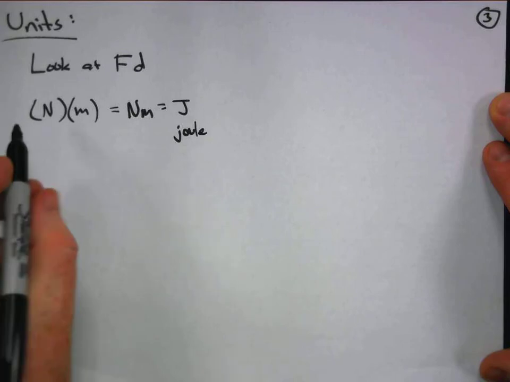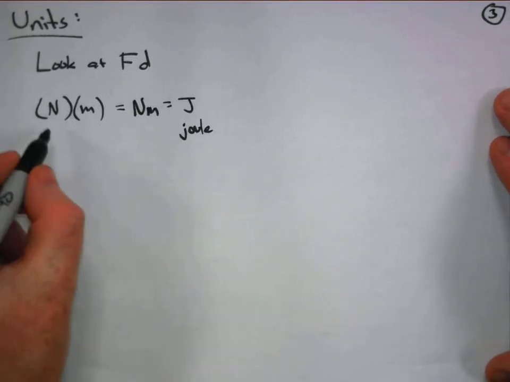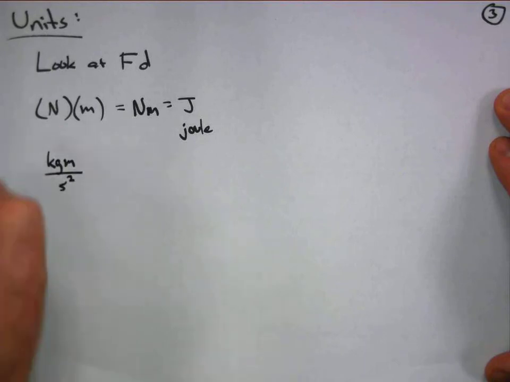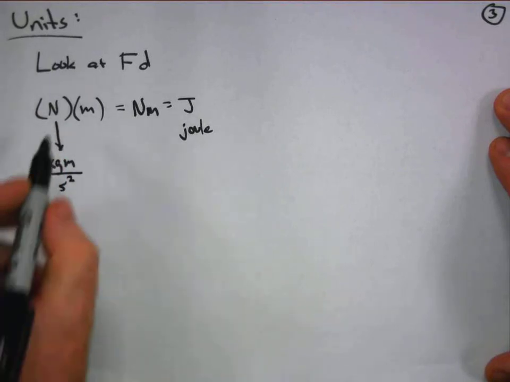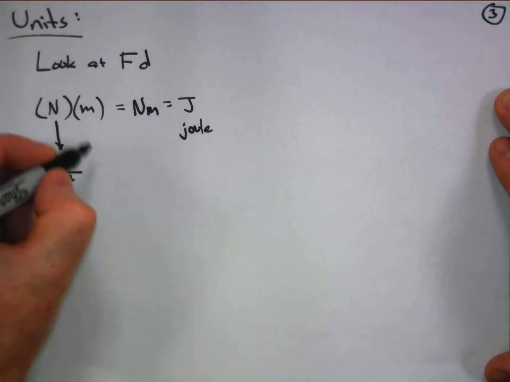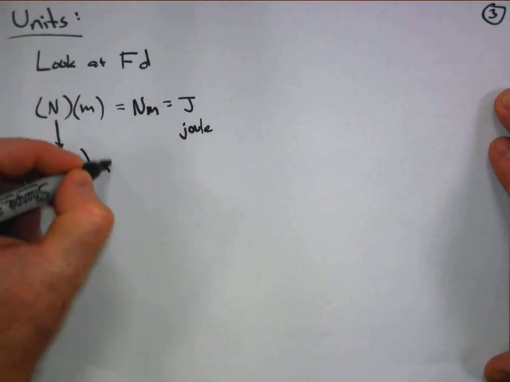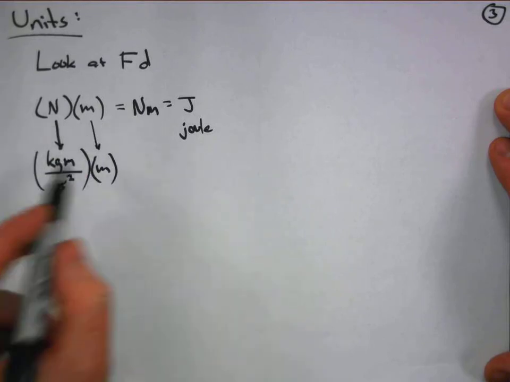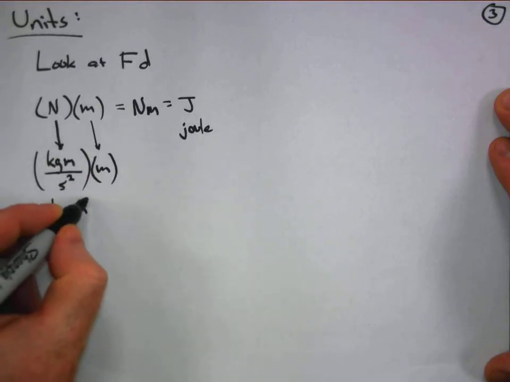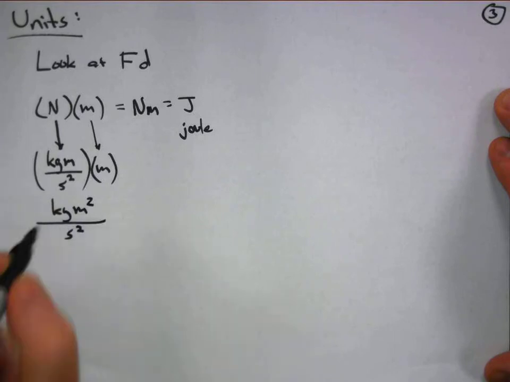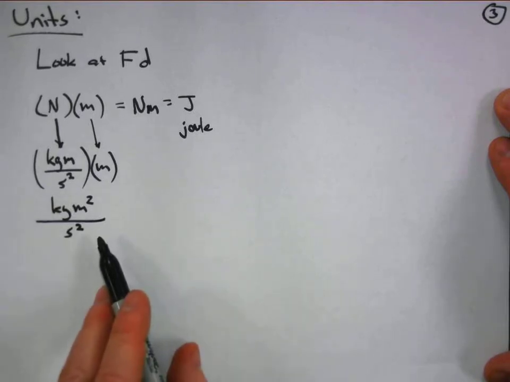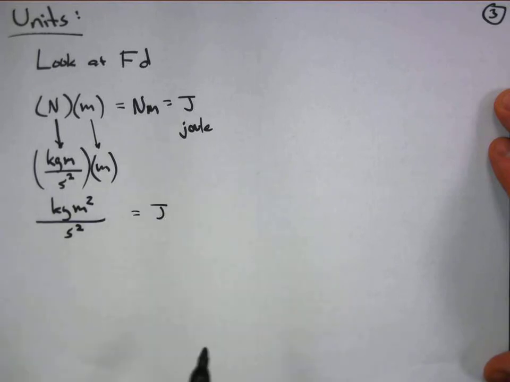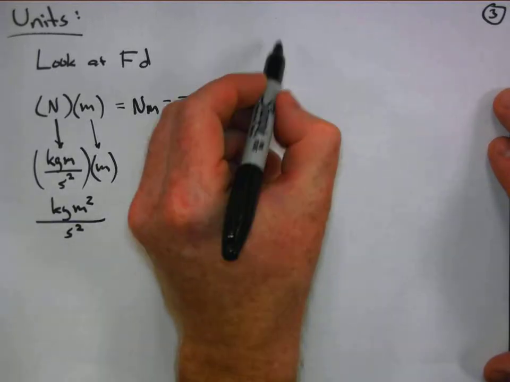I'm going to break this down because it's worth checking out. A newton is a kilogram meter per second squared. That's a newton. And of course, a meter is just a meter. And so when you do this multiplication, you get kilogram meters squared per second squared. Okay, so I'm going to come back to this in just a moment. But this is still just a joule. 1 joule. Well, what about the other side of the equation?